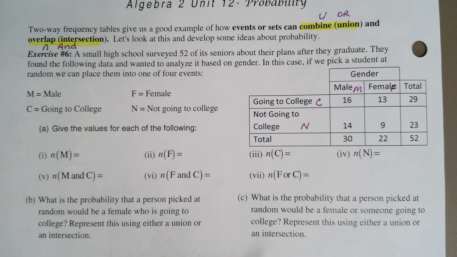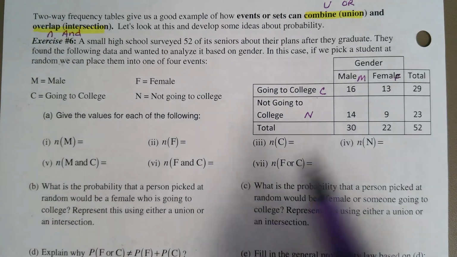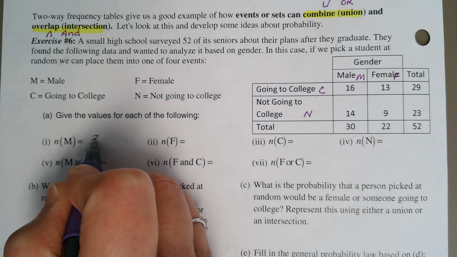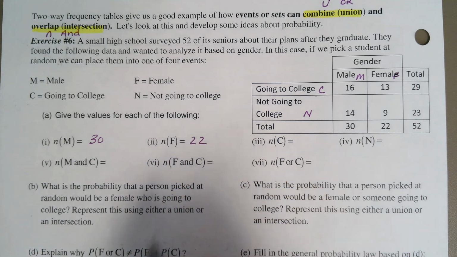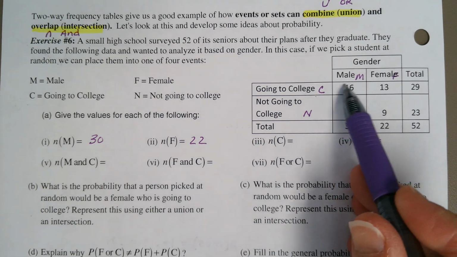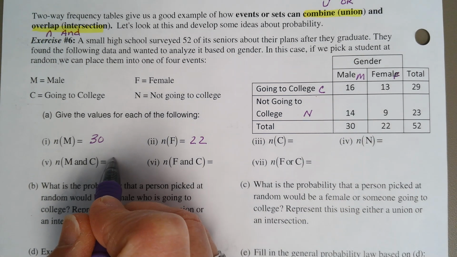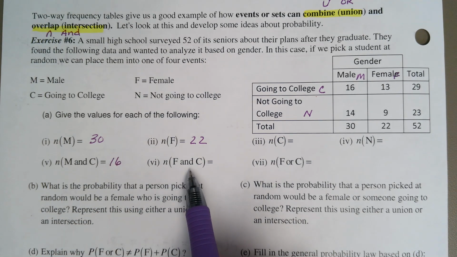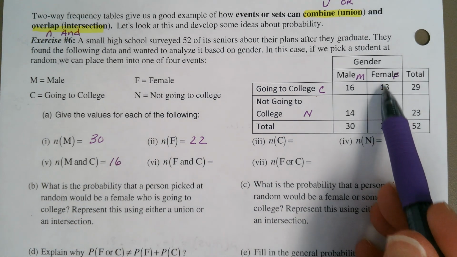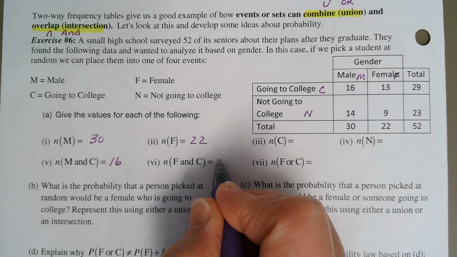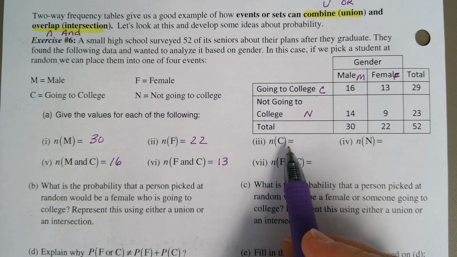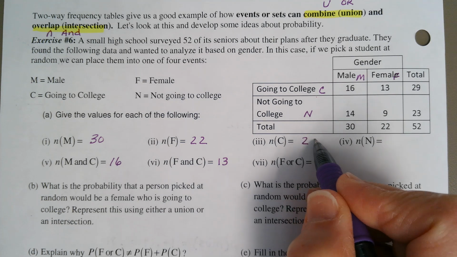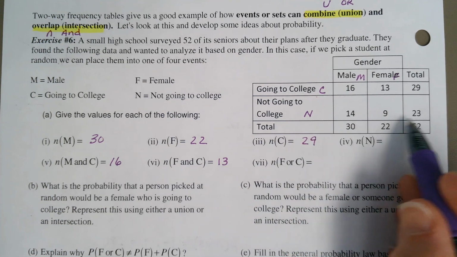A, give the values of each of the following. The number of males is the total, 30. Number of females, 22. Number of males and going to college, M and C, is 16. Number of female and going to college, 13. Oh, I skipped these over here, I'll do them now. Number of going to college, total 29, and number not going to college 23.